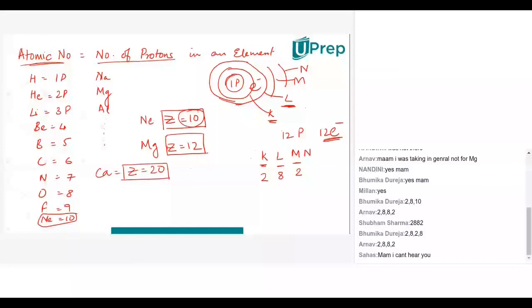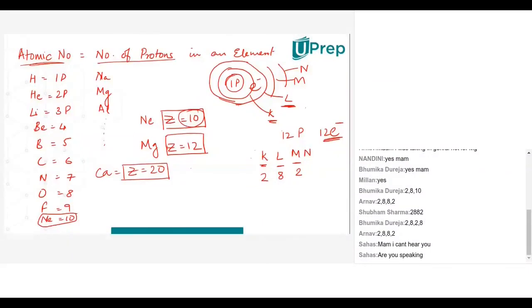Nandini, every shell has to have an electron. Not every shell, only until the number of electrons are filled. So you start filling from the centermost shell, the first shell closest to the nucleus. First you fill the first shell, then the second shell, then the third shell, until your number of electrons reach 20. Does that make sense, Nandini? Protons will always be inside the nucleus. Only electrons will revolve around the nucleus.